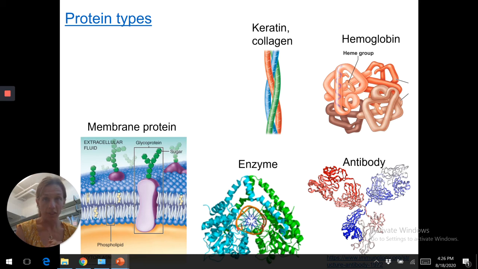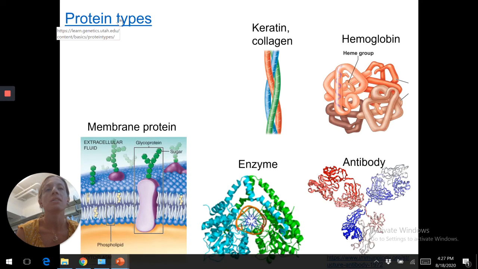and they basically do everything, right? So enzymes catalyze reactions, transport is membrane proteins, as well as hemoglobin, transport of oxygen, and communication, so various types of communication.